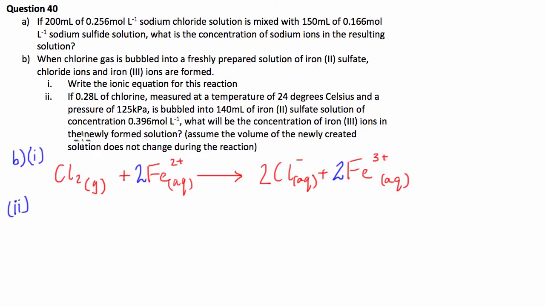So let's start with the number of moles of Cl2. To work this out, we're going to use this relationship: PV equals nRT, or the pressure times the volume is equal to the number of moles times the universal gas constant times the temperature. We're going to rearrange this, so n is equal to PV over RT.